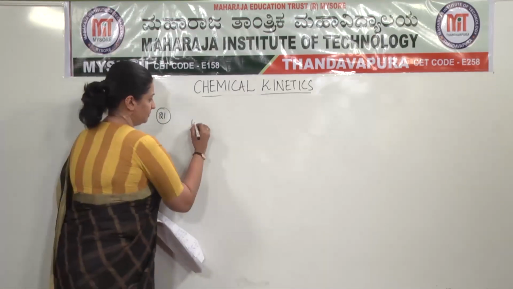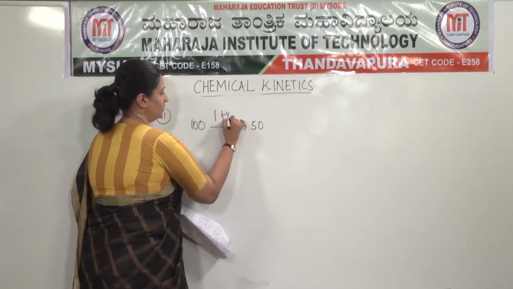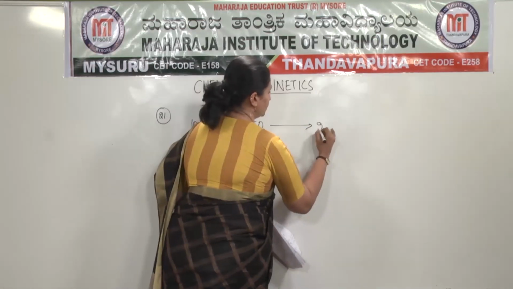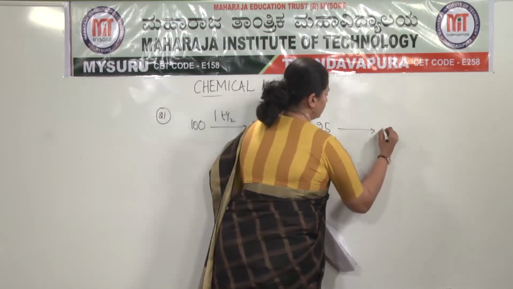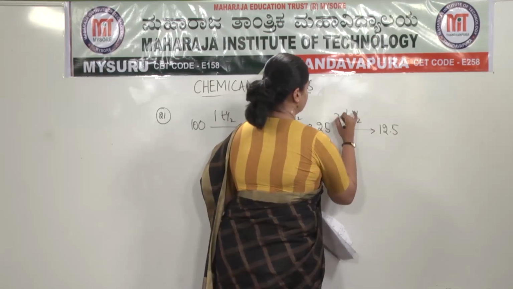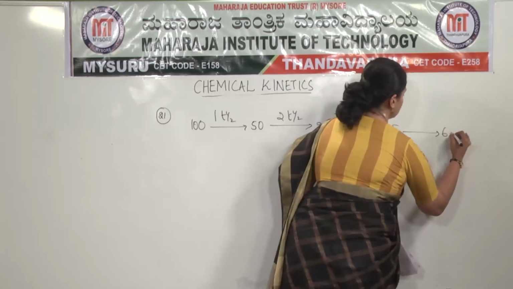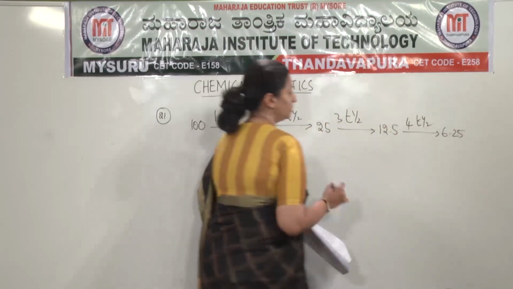Let me remind you once again. So 100 will become 50 in one T half. 50 will become 25% in the second T half or 2 T half. 25 will become 12.5 in 3 T half. And 12.5 will become 6.25. How much will be left? It will be 6.25 if there are 4 T halves.